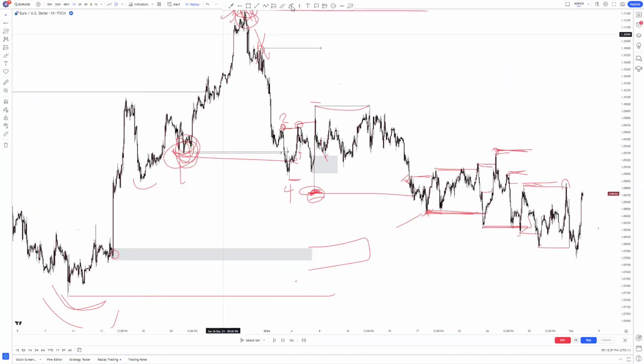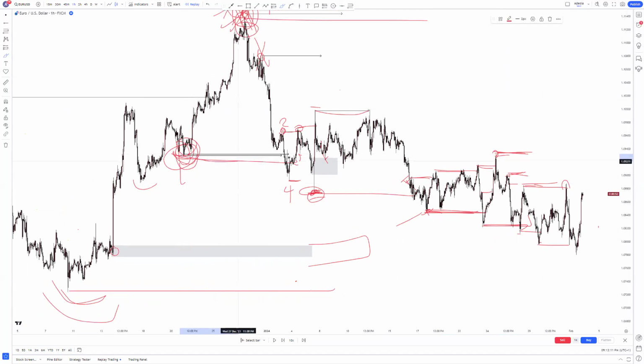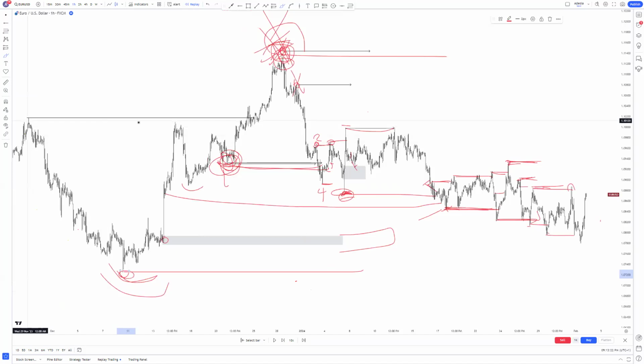Now, this is it. From what I've explained from this structure, this is the first internal that price took out. This is the second internal that price took out. Where is the next place? There is no internal again. The next place is the external. And then we are bullish. This is the breakout structure.